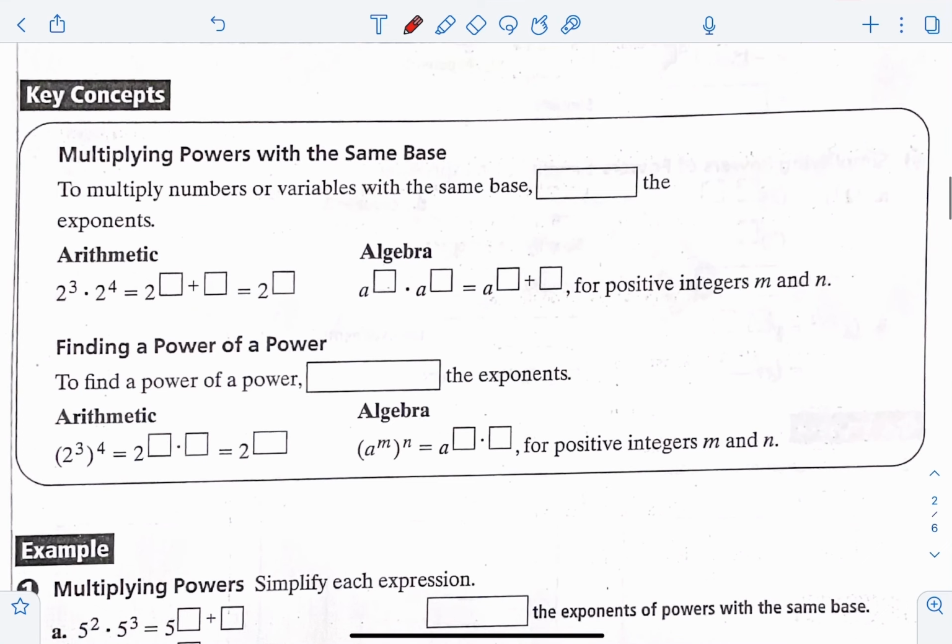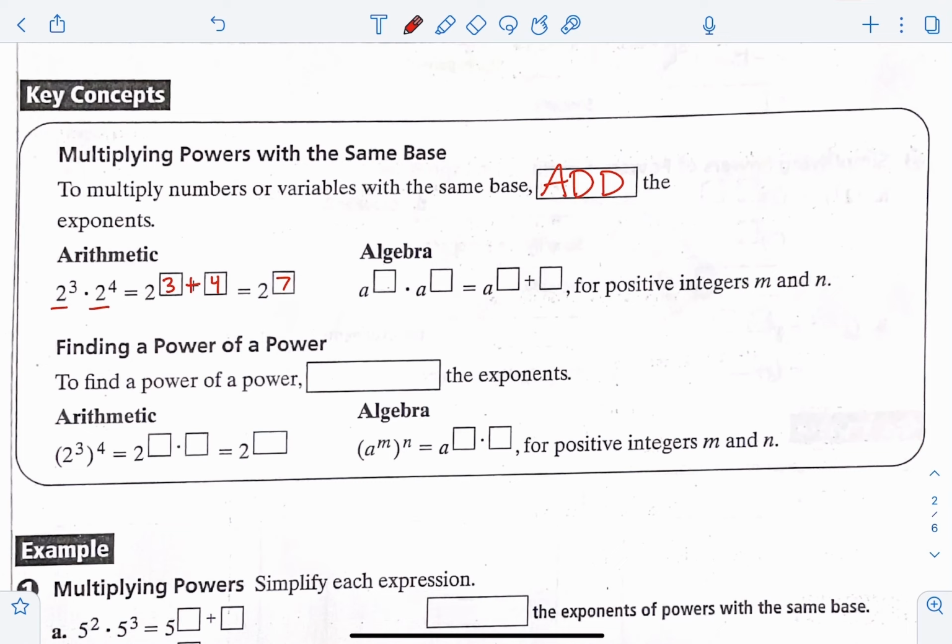So, multiplying powers with the same base. To multiply numbers or variables with the same base, you're going to add the exponents. So when they say same base, remember that the base is the large number and then the little number is the exponent. So for this first example, they have 2 to the third times 2 to the fourth. Since those have the same base, base of 2, you can add the exponents. So 2 to the third times 2 to the fourth is really the same as 2 to the 3 plus 4, because we took those two exponents, which is really the same as 2 to the 7th.